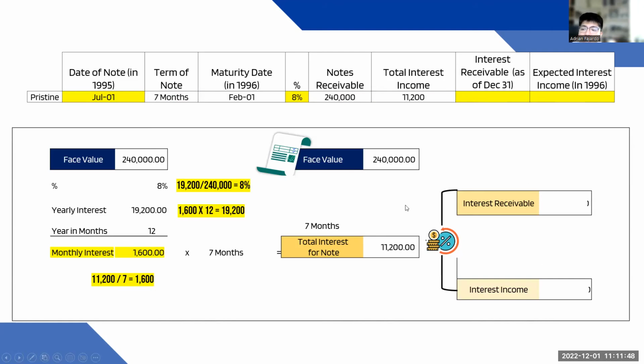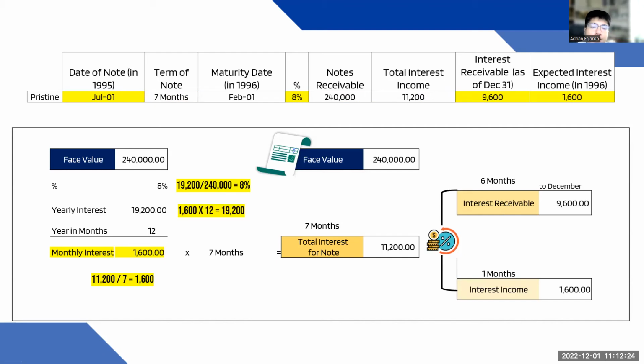And then, madali na lang to, right? Yung 11,200, we just need to prorate through the two components of interest. So how many months to December? July, August, September, October, November, December, 6 months, right? So we have 6 months. So 6 months times the 1,600 monthly interest would be 9,600. And then finally, the 1 month is 1,600, right? So that's how we're able to solve, right?